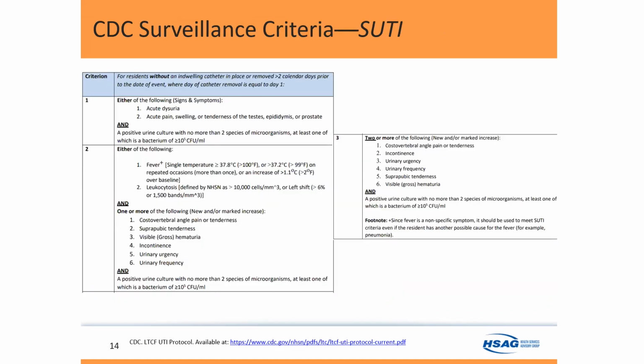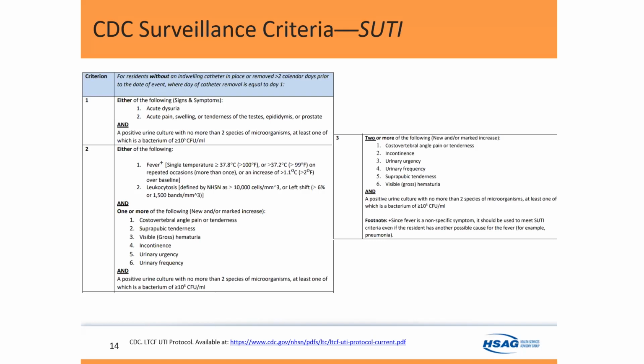Okay, so taking a closer look here at the definition straight from the latest protocol from NHSN, you can see there are three different criteria for the SUTI. So criterion 1, and again, this is residents without that indwelling catheter. So we need signs and symptoms. We've got to have either acute dysuria, or acute pain, swelling, or tenderness of the testes, epididymis, or prostate. And then in addition, that positive urine culture. I think it's important to note with all of our definitions, positive urine culture must have 100,000 colony-forming units and be no more than 2 species. So if we have that mixed flora, it's not going to meet that definition for the infection.